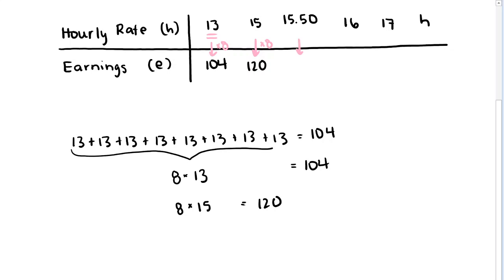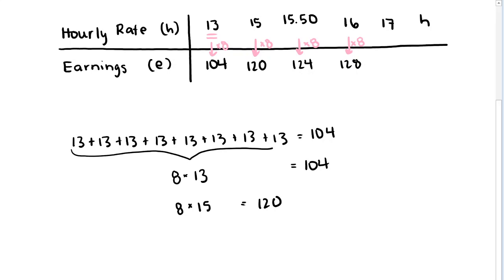Here, if we go to $15.50, if we want to multiply this by 8, we end up with $124. If we take her hourly rate of $16 per hour, at the end of an 8-hour shift, adding 16 to itself 8 times, or multiplying 16 by 8, we end up with $128.